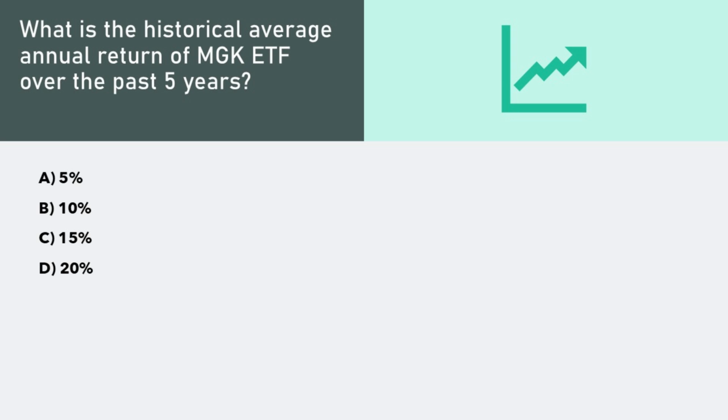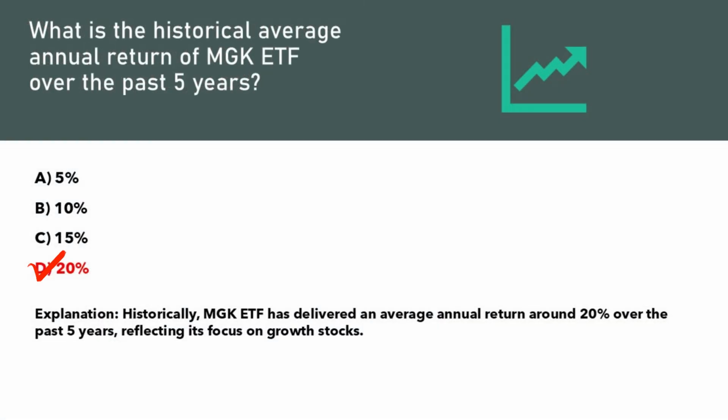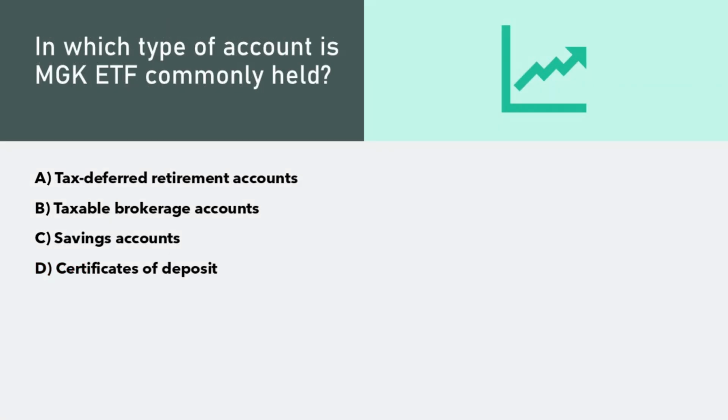What is the historical average annual return of MGK ETF over the past 5 years? Answer: D. 20%. Explanation: historically, MGK ETF has delivered an average annual return around 20% over the past 5 years, reflecting its focus on growth stocks. In which type of account is MGK ETF commonly held?